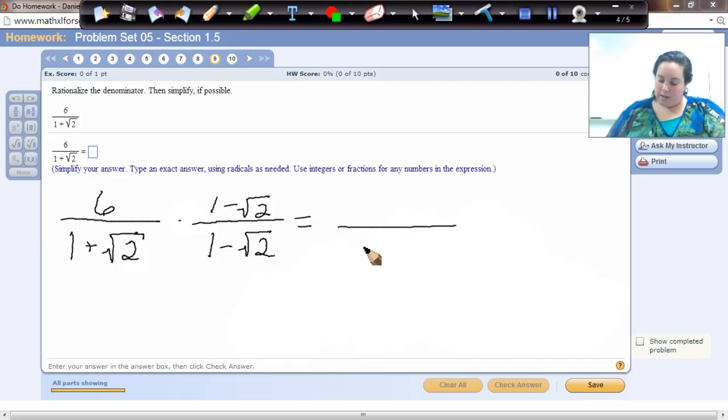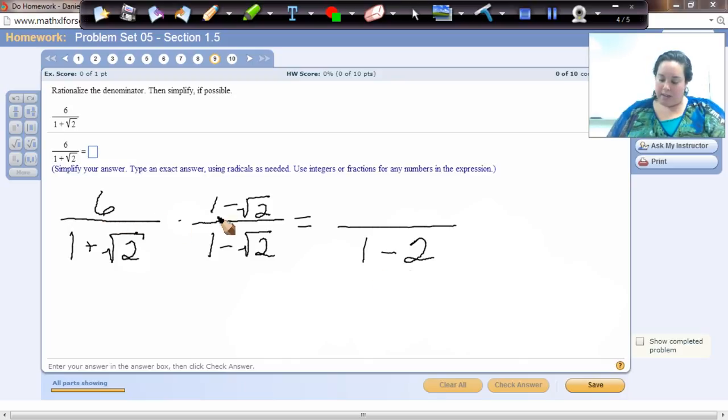Okay, on the denominator, we get a difference of squares. We get a squared, which is 1 squared, which is 1, minus b squared, and b in this case is square root of 2. So the square root of 2 squared is just 2. Notice no radicals in the denominator.